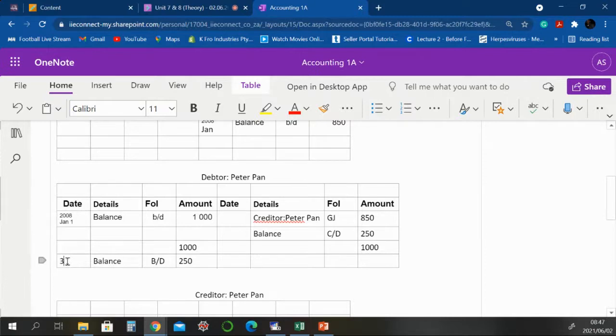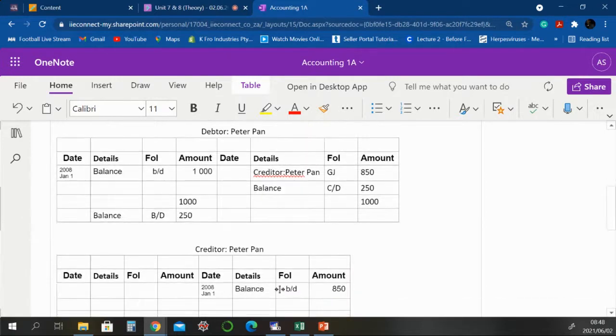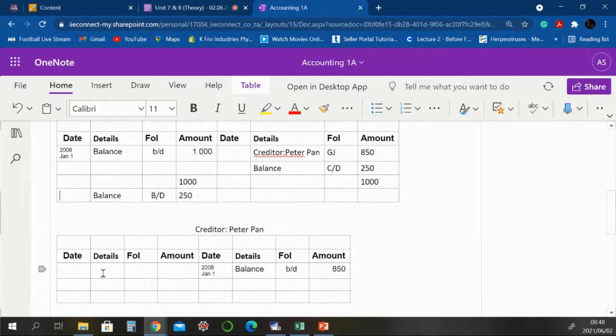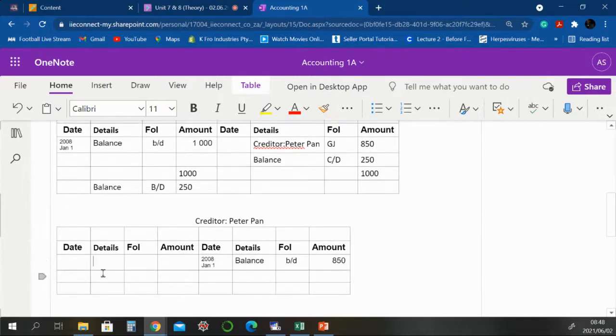This is obviously going to be your 31. Didn't need to do this, but actually let me leave it out, waste of time. Anyway, you get the point. Then we obviously also need to go to his creditor account and do the same thing. Yes, my goodness, you're actually 100% right. It should be 150. Thank you for that correction.